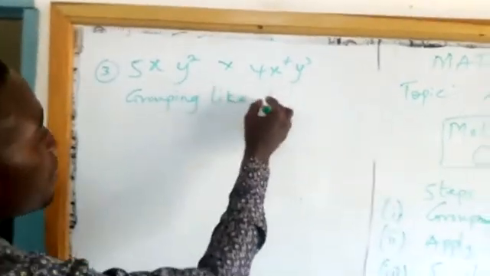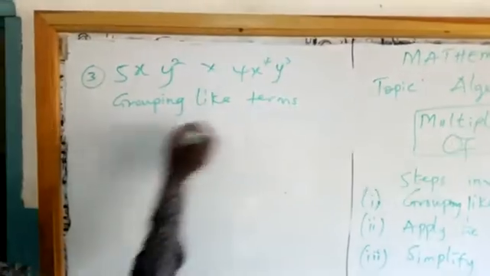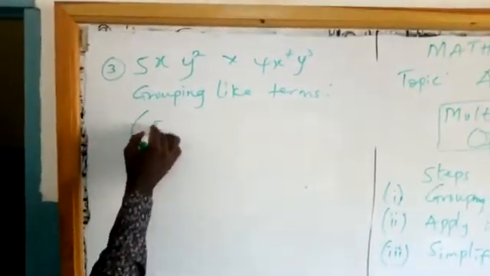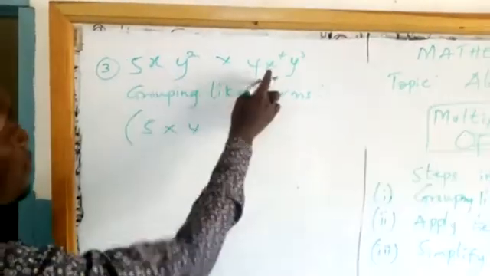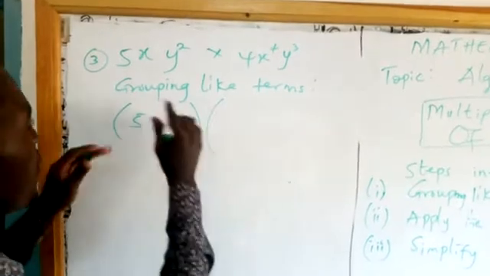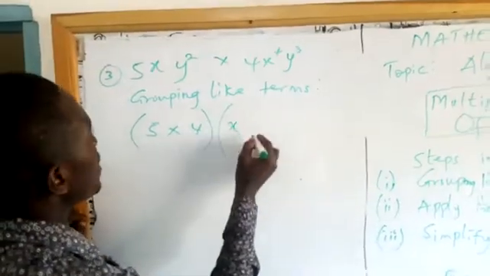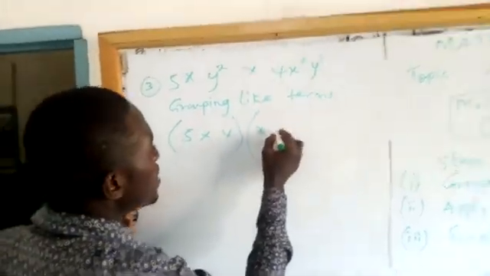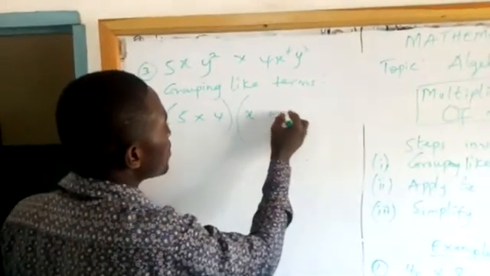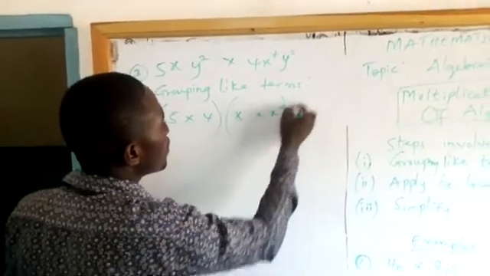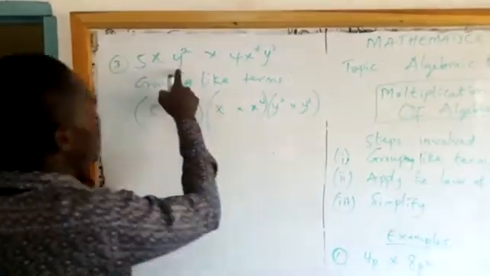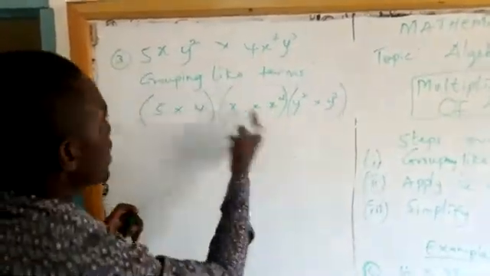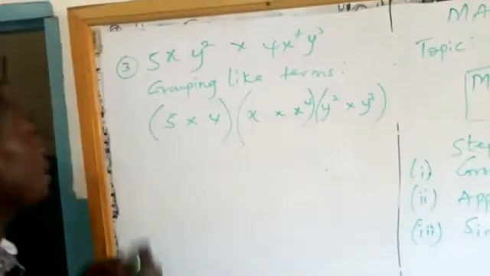You group the like terms. So for the constants, you put the constants in the brackets. That's the 5 and the 4. Then for the variables, we also put them in another bracket. We have x times x power 4. We have y power 2 times y power 3. X and x, put in one bracket. Y and y, put in another bracket.